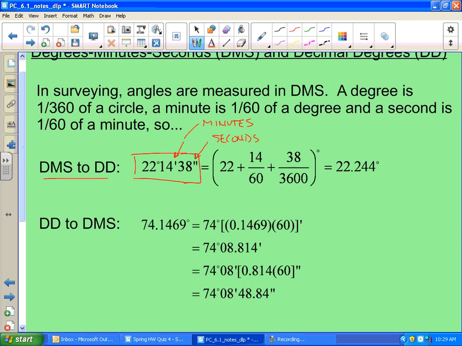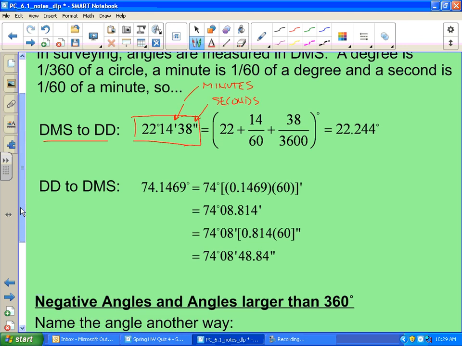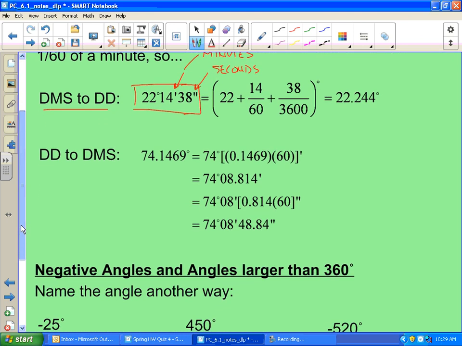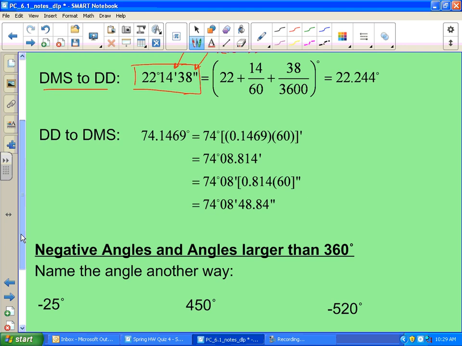So you just take the minute number, divide it by 60, you take the 38 seconds number, divide it by 3,600, you're going to get some decimals. You add those decimals all up, now you're in decimal degrees. 22.240. And sometimes they don't terminate, or maybe you just go out to the fourth sig fig or something like that. Sig figs.